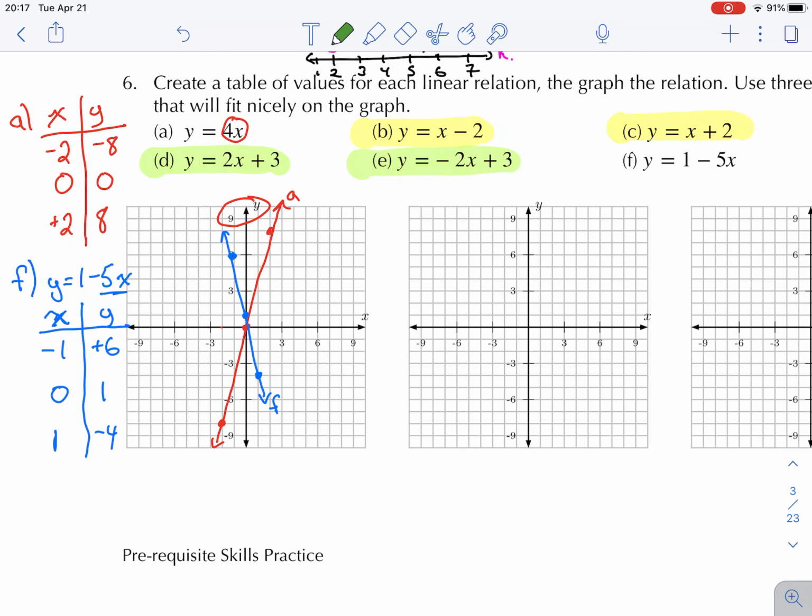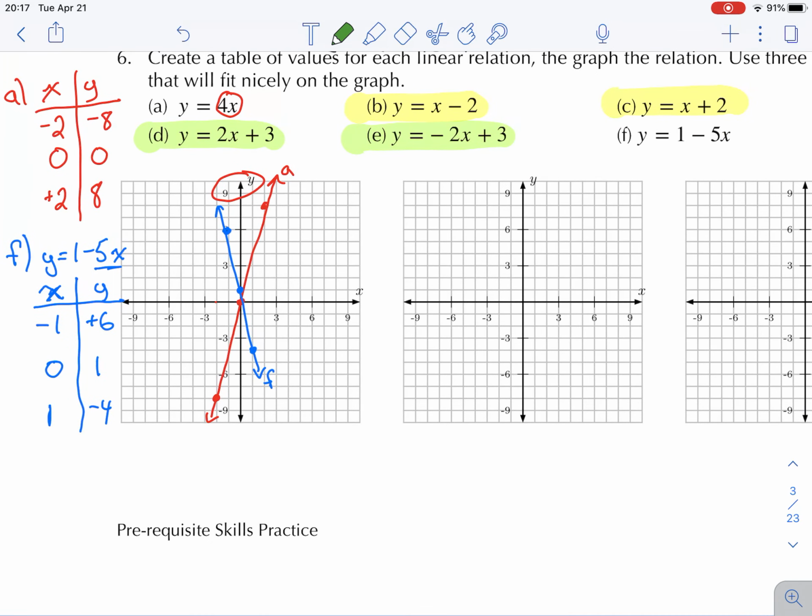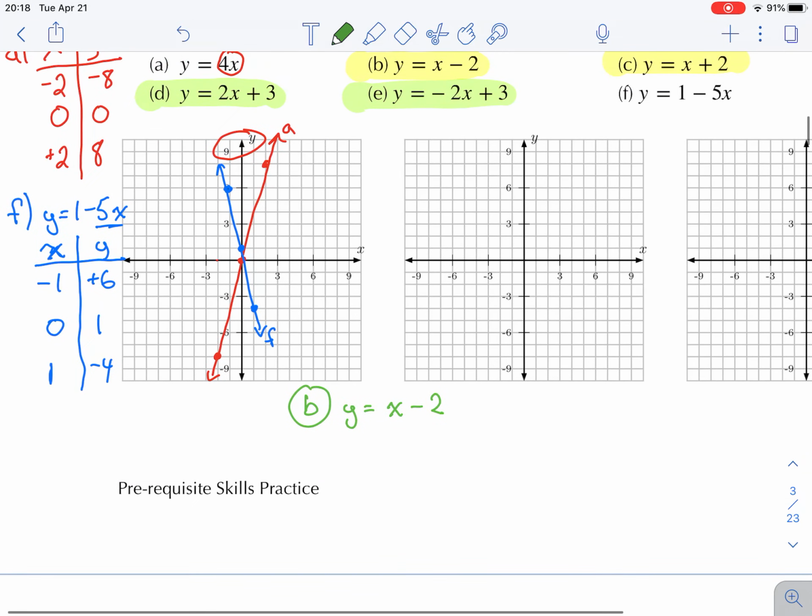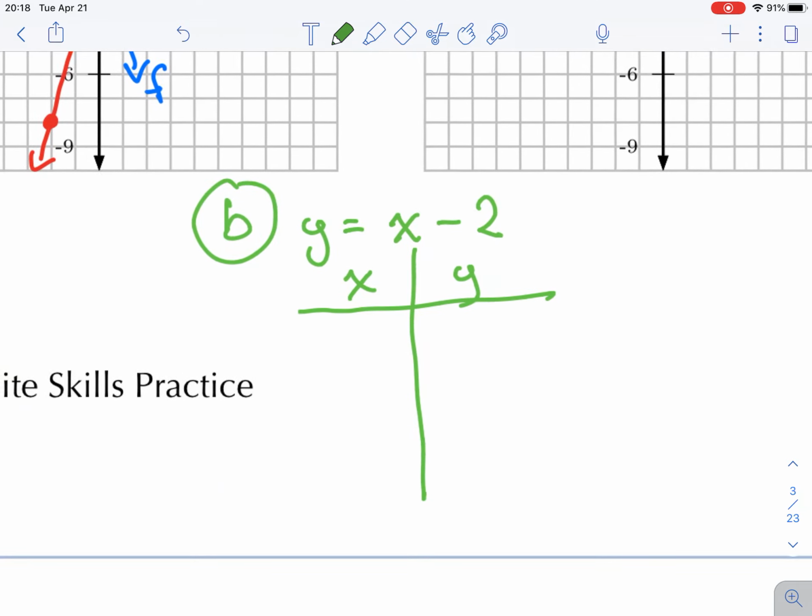All right, you see how this goes? You should be able to build a table of values for a linear function. Letter B, y equals x minus 2. All right, so let's build our table of values here. Here's our x, here's our y. I don't know which values I'm going to use here. I can use any one. So I'm going to use 5.